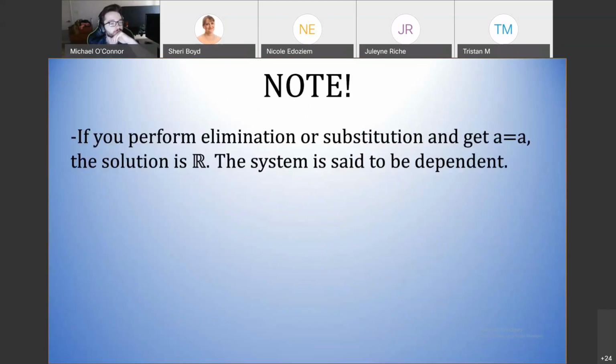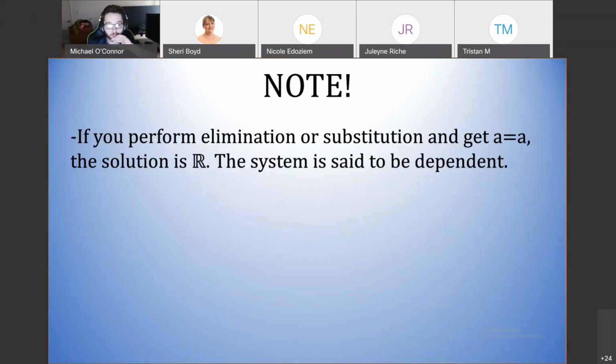Something important: if you perform elimination or substitution and get just the value a equals a, for some constant a, so you might get 1 equals 1 or 0 equals 0 or 2 equals 2, the solution to the system is all real numbers. If the solution is all real numbers, then the system is said to be dependent. That's something you need to memorize.